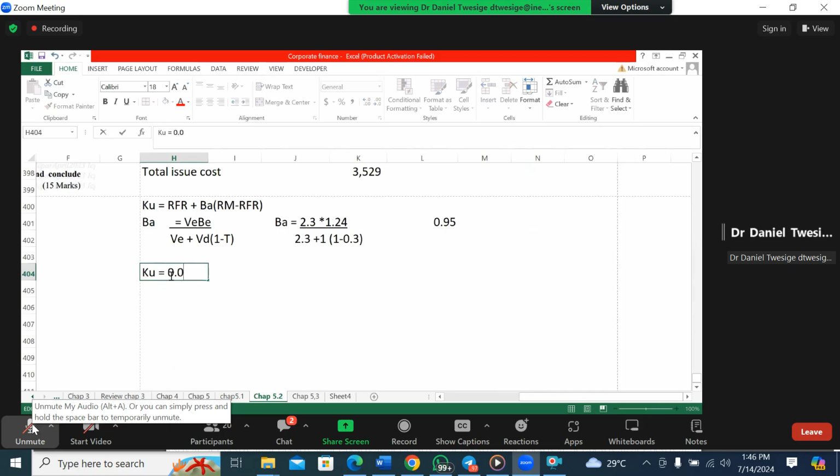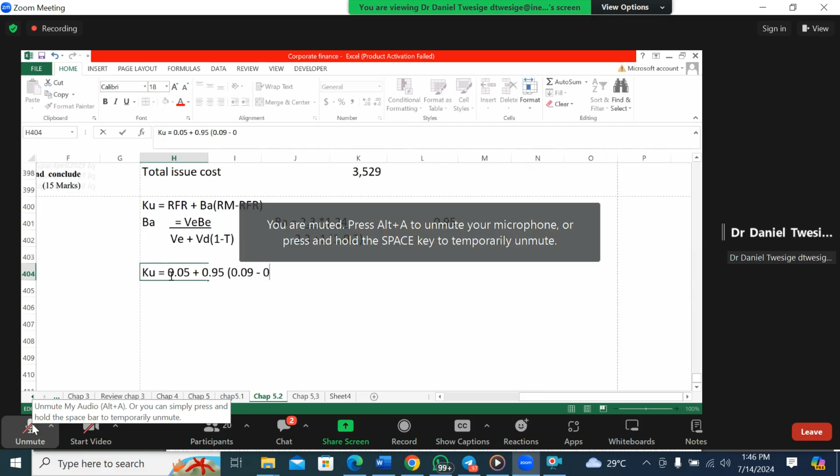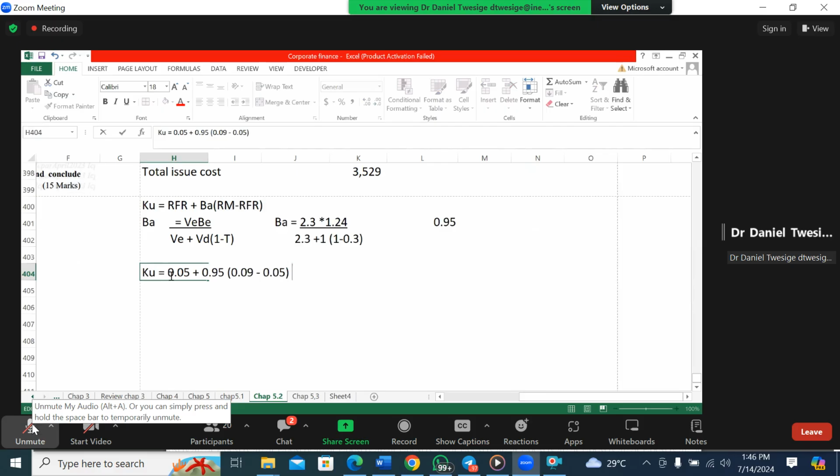So 0.05 plus 0.95 into 0.09 minus 0.05. And you get what? For me, I get 8.8%. That's the cost of an ungeared business.